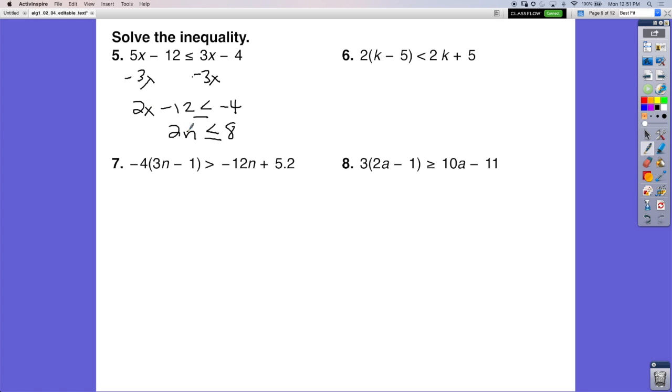I changed that to an n. Sorry, it should be an x. So x is going to be less than or equal to 4. Did I divide or multiply by a negative? No. That's why we do not flip the sign. Okay, so let's do number 6.